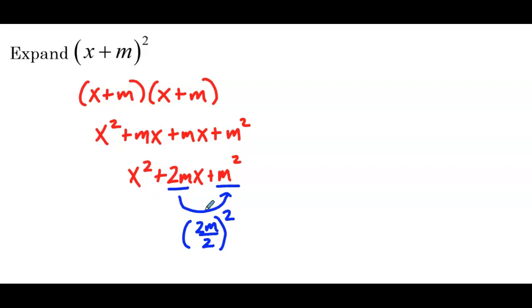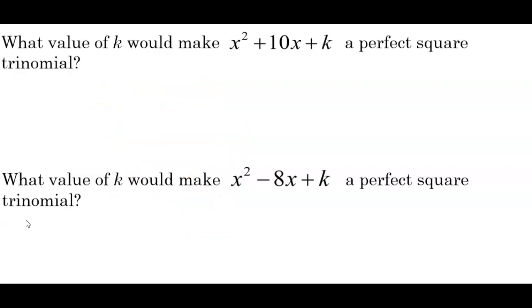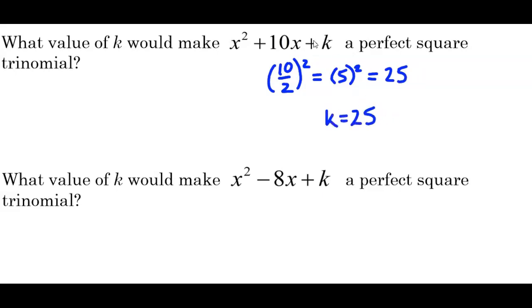Okay, so let's look at using this idea with numbers. What value of k would make x squared plus 10x plus k a perfect square trinomial? Okay, so we're looking for the constant of the trinomial to create a perfect square trinomial. So we're going to take the coefficient of x, which is 10. We're going to take half of it and then square it. So half of 10 is 5, and then we're going to square it, which would give us 25. So in this case, k equals 25.